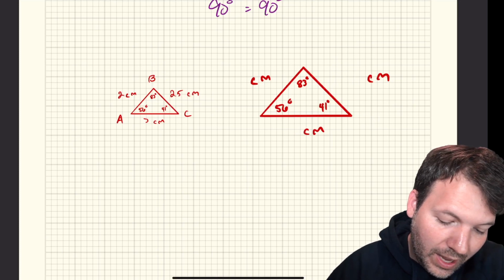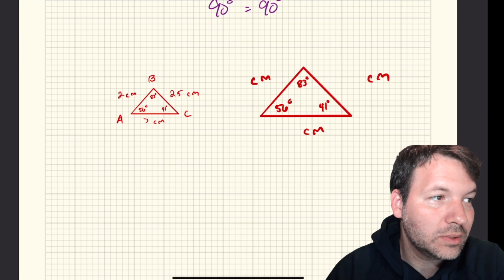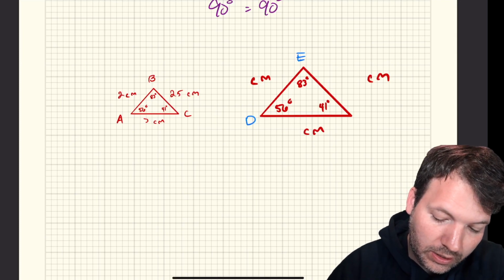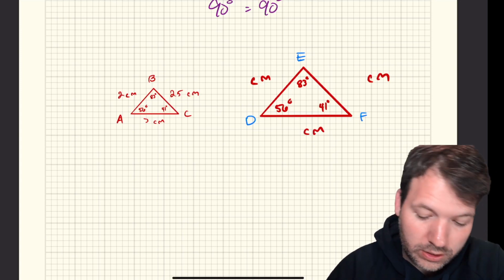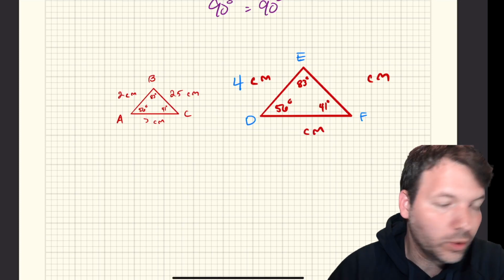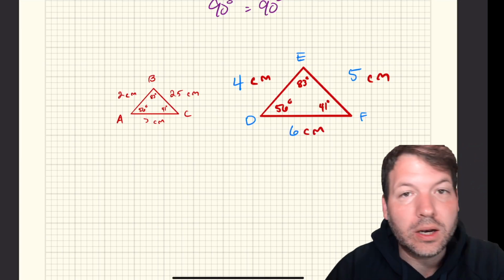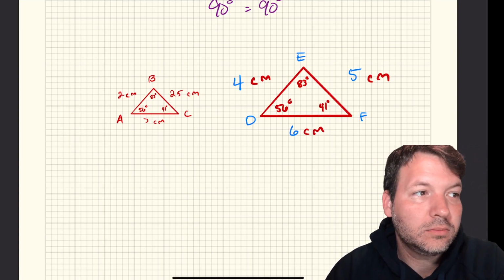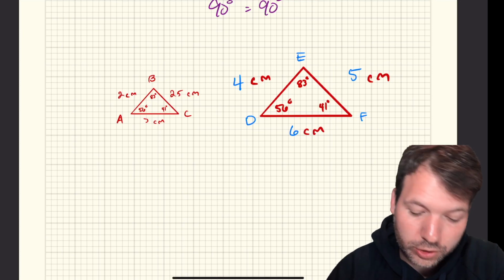But the things that we can't erase are the things that maintain the similarity. The angle measures themselves cannot change. We can rename this D, E, F. We can double it in size, which is what it looks like they've done. We've doubled the lengths: 4 centimeters, 5 centimeters, 6 centimeters. But we can't otherwise change it. We can't change the angles themselves. We can't make it so that the sides are not proportional.